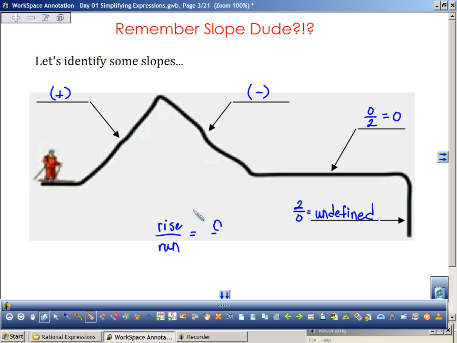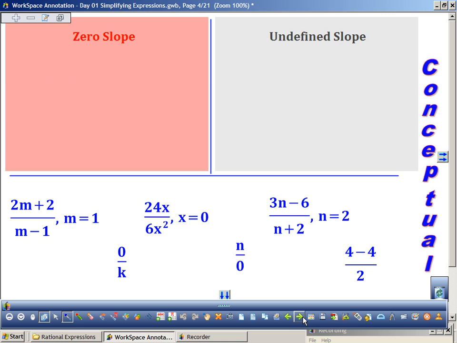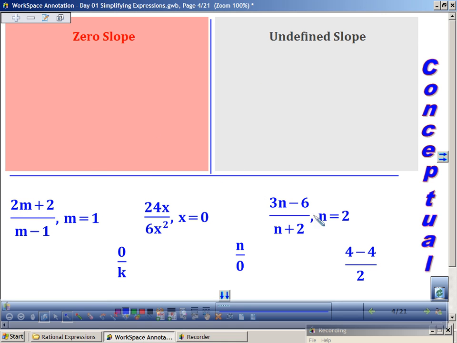Slope, rise over run. Okay, so your next task is to tell me which one of these belong in the category of 0 slope and which one of these belong in the category of undefined slope, and why. So talk with your shoulder partners.